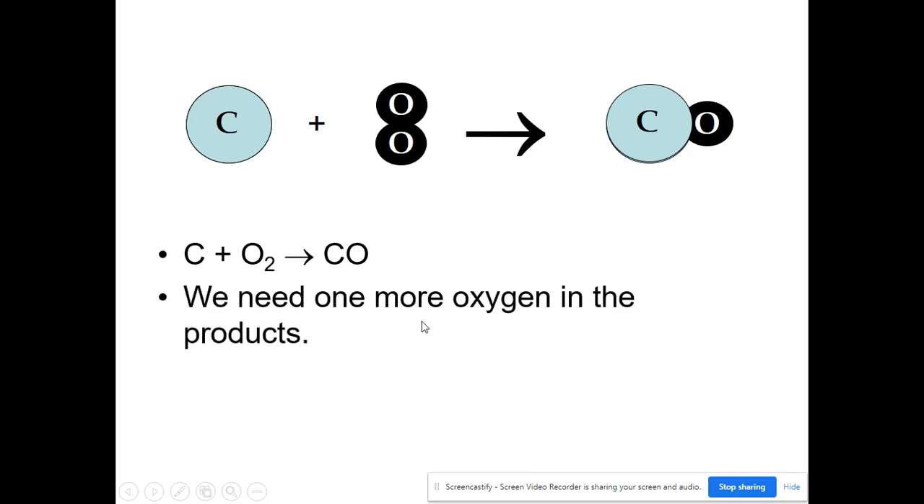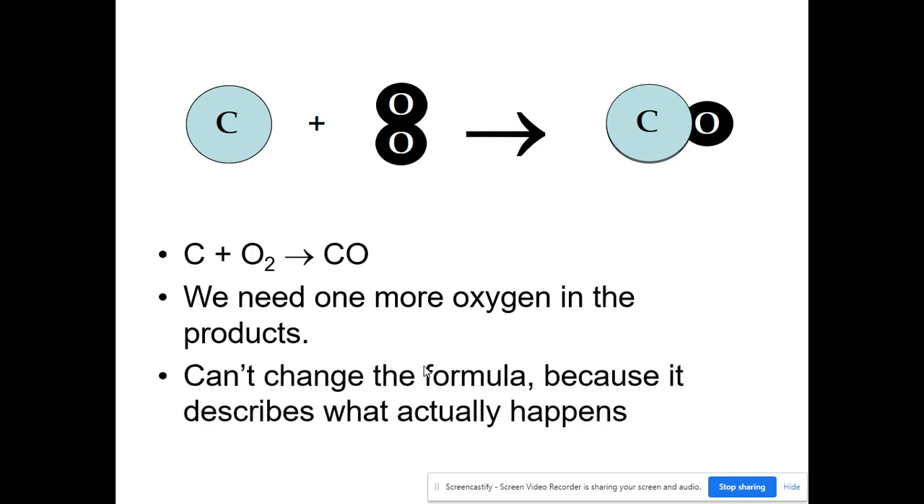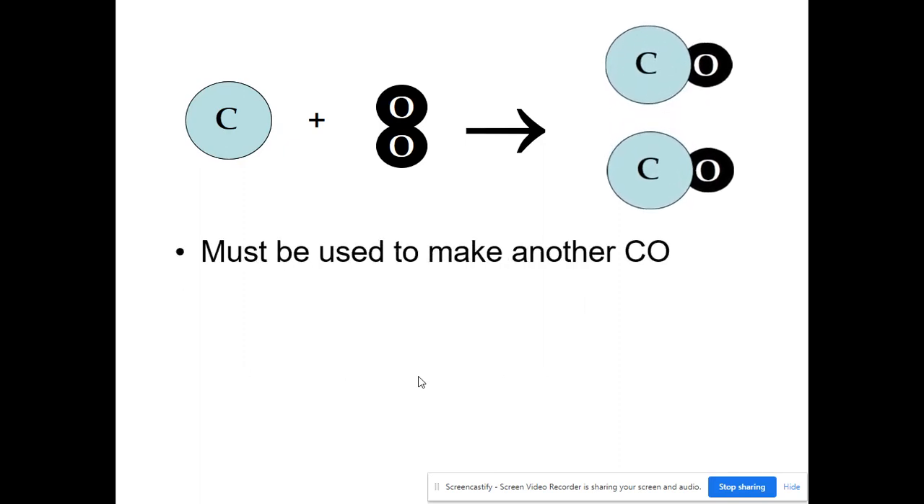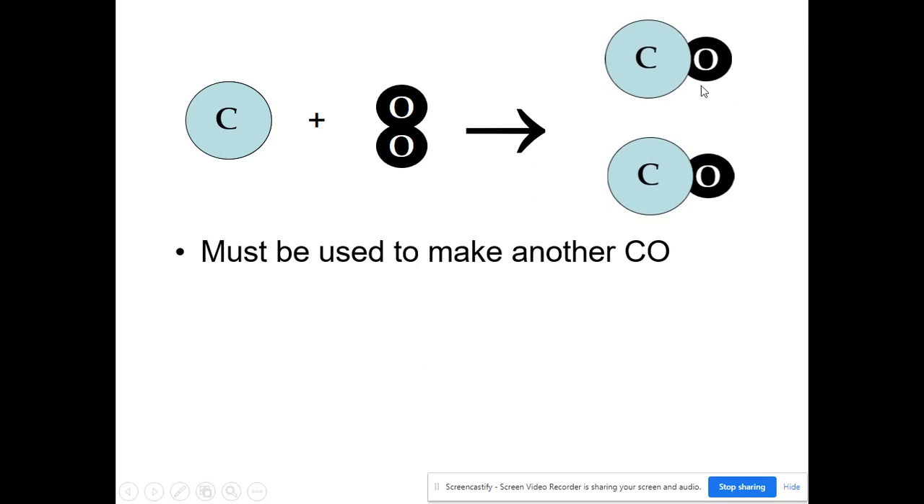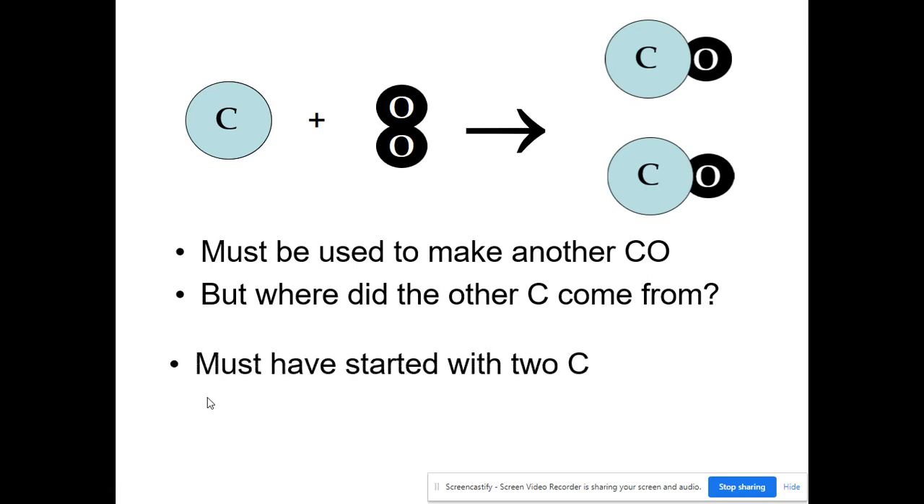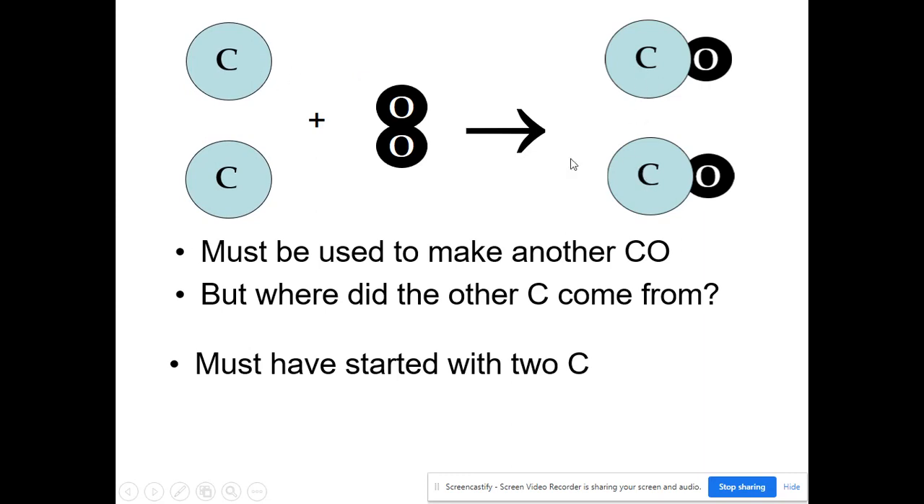Here we need another oxygen on the product side. To do that, we're going to add another carbon monoxide. When we do that, this will change the number of carbon monoxide molecules. And now we see our oxygen is balanced, but our carbon is no longer balanced. So we're going to have to add another carbon atom to our reactants. Where does it come from? We just add another one. And now our equation is balanced. We have two carbon atoms and two oxygen atoms on each side. And that is our balanced equation.